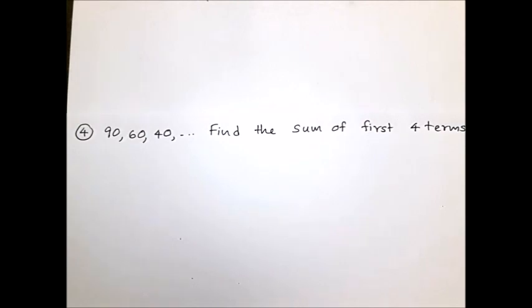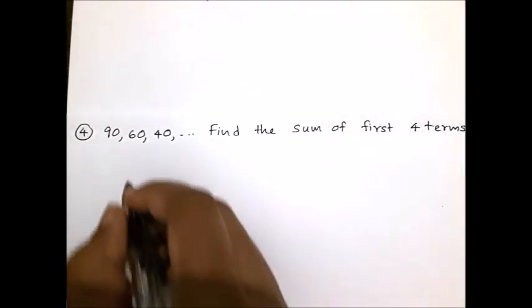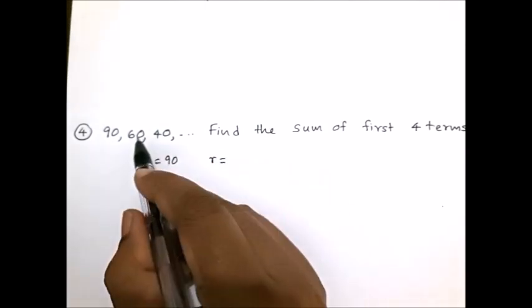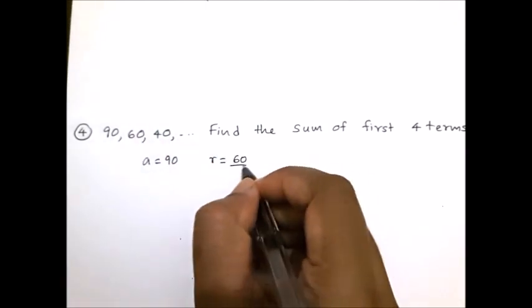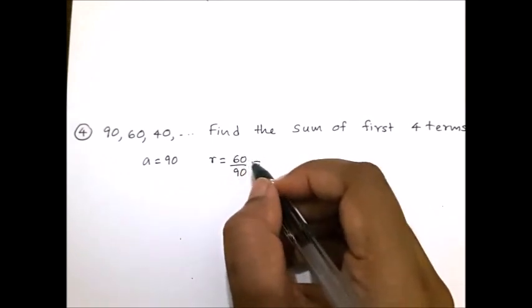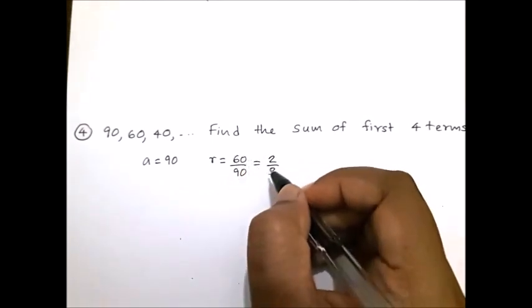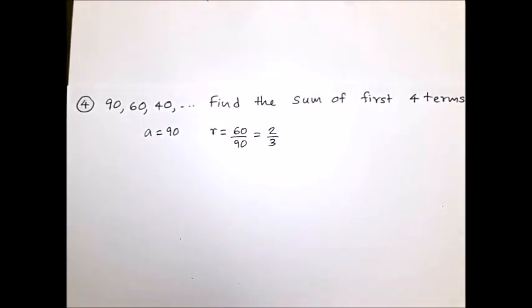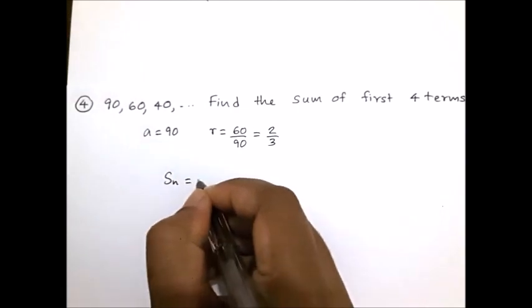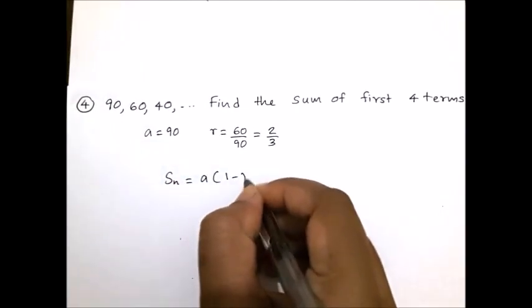Now look at the fourth question. Find the sum of the first 4 terms. First write the first term and common ratio. Divide the second term by the first term. Write the simplest answer. Divide both by 20. It is 2 over 3. Here r is a fraction. It is less than 1. So it is easier to use the second formula to find the sum.